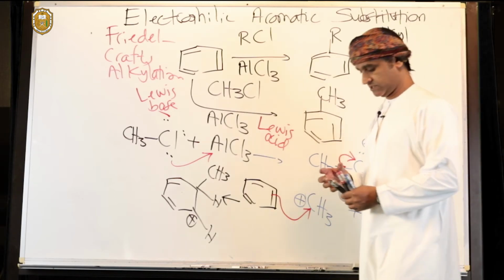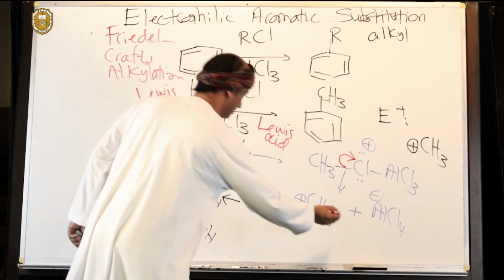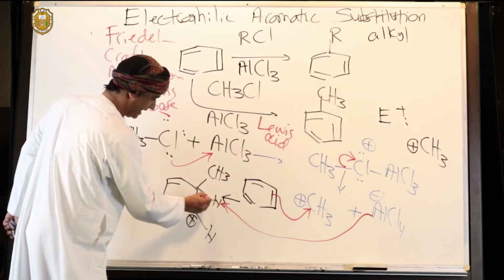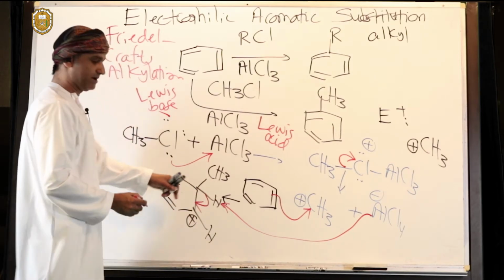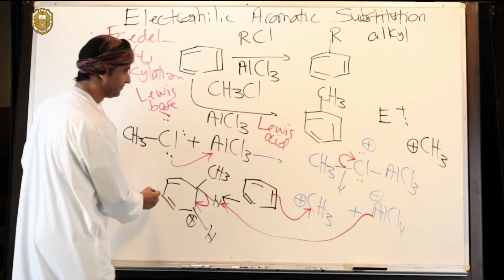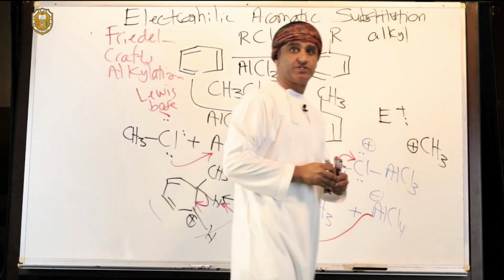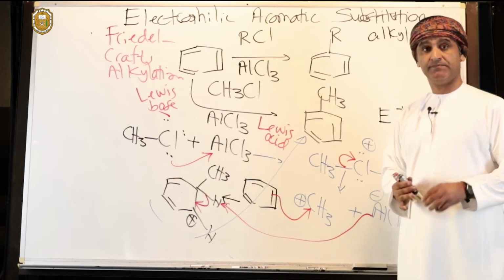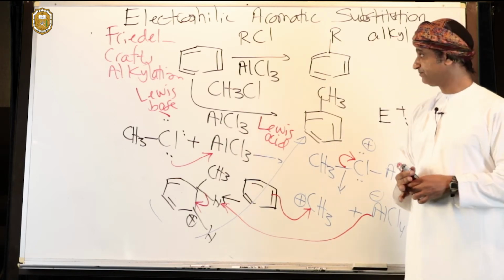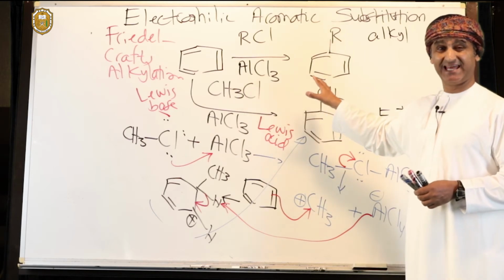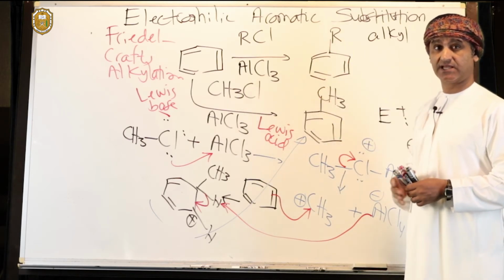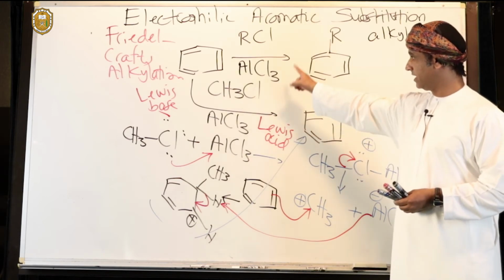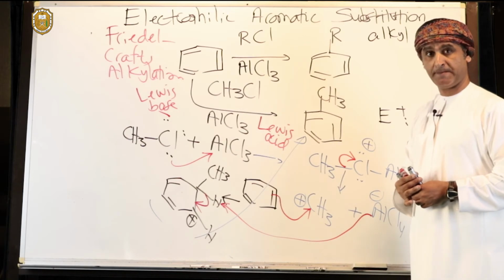Now, the conjugate base should come in, like AlCl4 minus. It comes in, it takes off that proton, the hydrogen bond is broken, and a carbon-carbon double bond is formed. Now, this gives the final product, which is methyl benzene or toluene. So this is an example of a Friedel-Crafts alkylation. It's an alkylation reaction because the product is an alkyl benzene. That's when benzene reacts with an alkyl chloride in the presence of aluminum chloride.